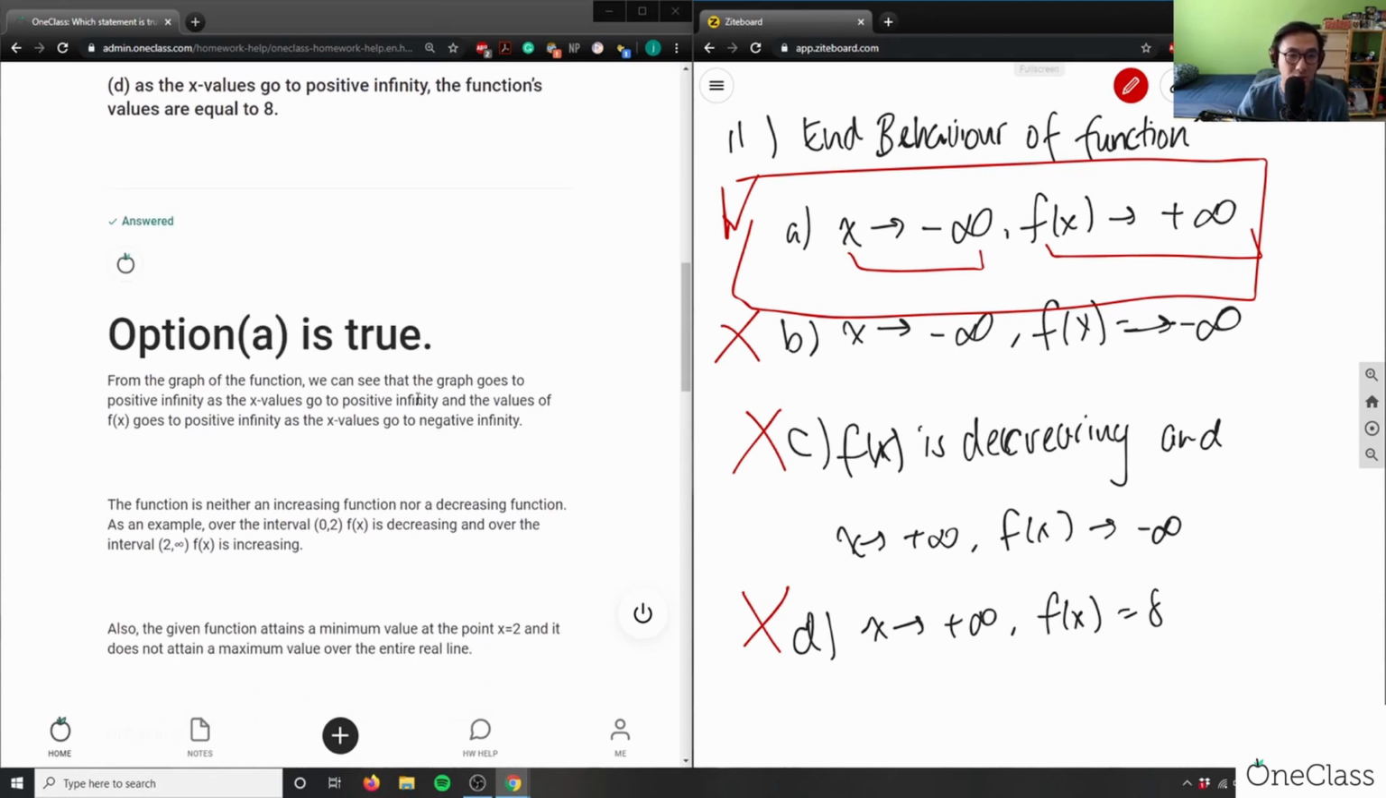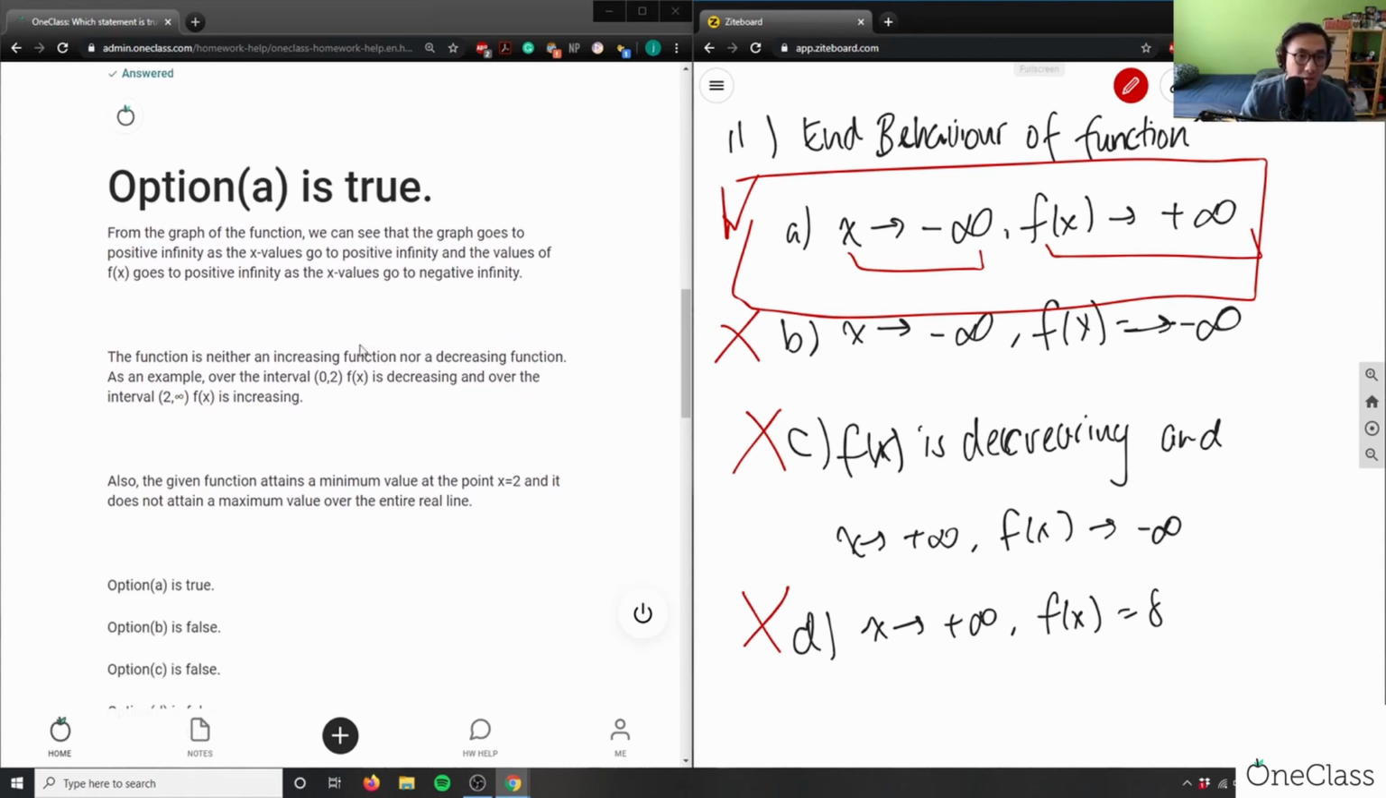From the graph, we can see the graph goes to positive infinity as x goes to positive infinity, and the values of f of x go to positive infinity as x goes to negative infinity. So they verify what we did here. The function is neither an increasing nor decreasing function. Over the interval 0 to 2 it is decreasing, and over 2 to infinity the function is increasing.